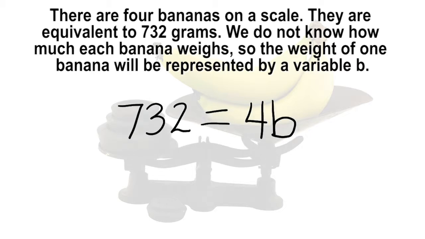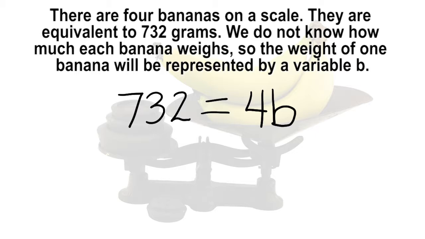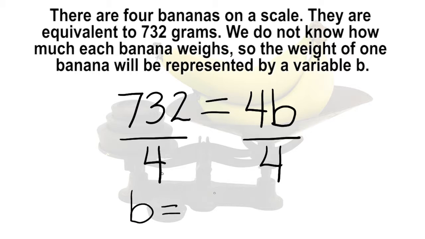We solve this equation by using the algebraic inverse. We divide each side by 4. On the right side, we draw a division bar underneath 4b to represent 4b over 4. This represents 4/4 times b, or 1 times b. On the left side, we draw a division bar underneath 732 to make 732 divided by 4. This equals 183. The solution is b equals 183. Each banana weighs 183 grams.